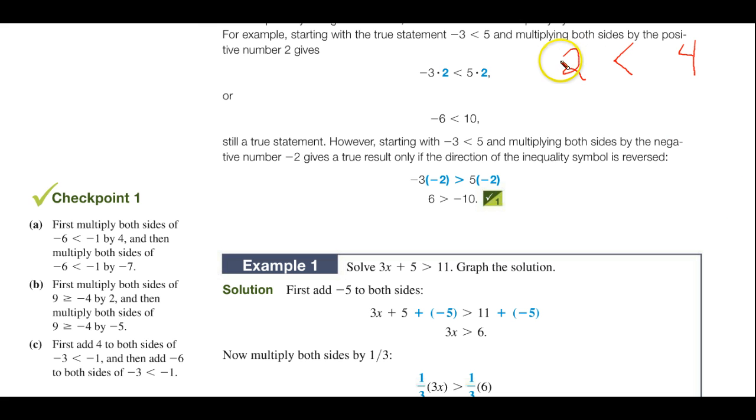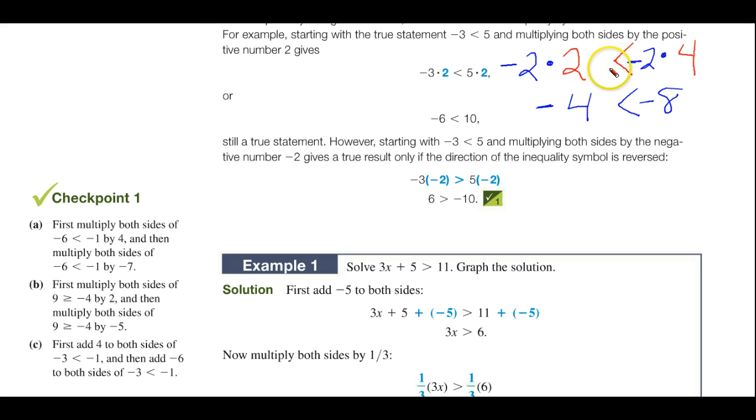And if we multiply this side of the inequality by 2, and this side of the inequality by 2, we get 4 is less than 8. And that is still true. But if we multiplied each side of the inequality by a negative 2, then this is a negative 4, this is a negative 8, and negative 4 is not less than negative 8.